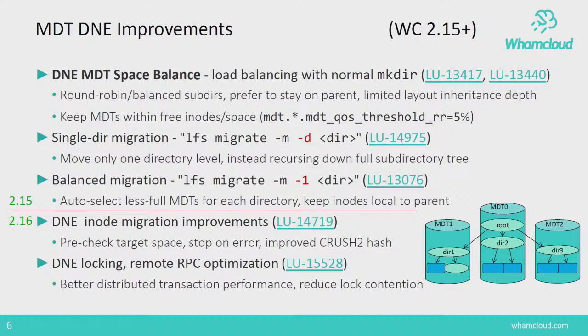And just improvements in locking and things to improve performance with distributed transactions, because in 2.15 now that we're doing more remote directories, we want the performance of the remote directory create to be better. Currently, it's about 1/10 of the speed of a local directory create, and we're going to try and optimize that further.